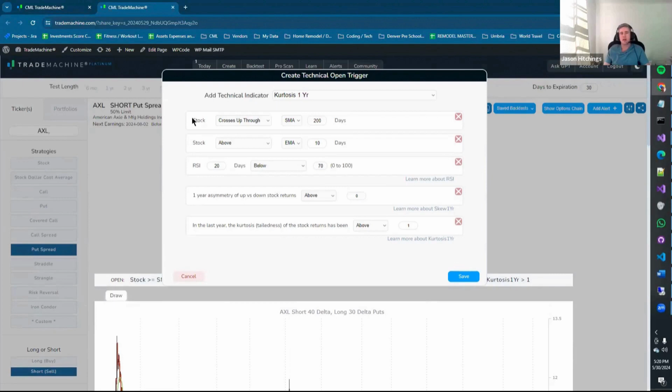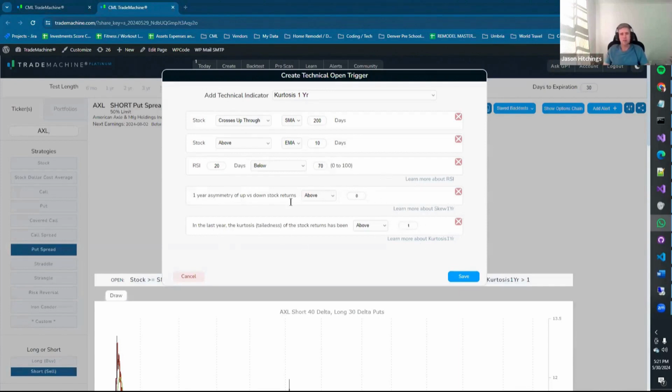It says the stock crossed up through the 200-day moving average, the stock is above the 10-day exponential moving average, and the 20-day RSI is below 70, meaning it's not overbought. Additionally, these AI characteristics are also active. You don't have to worry too much about these. Basically, the asymmetry, if it's above 0, means it goes up more often than it goes down. And the tailedness means how big the jumps are, so the higher it is, the bigger the tail.